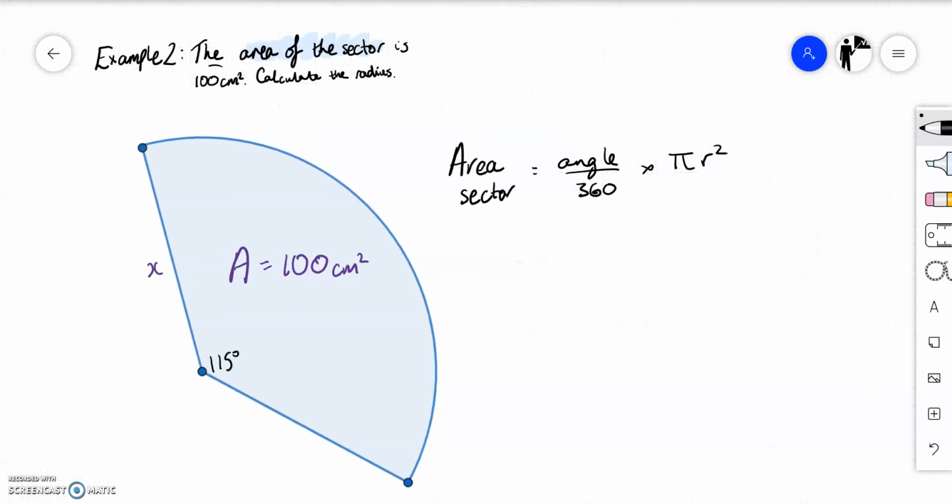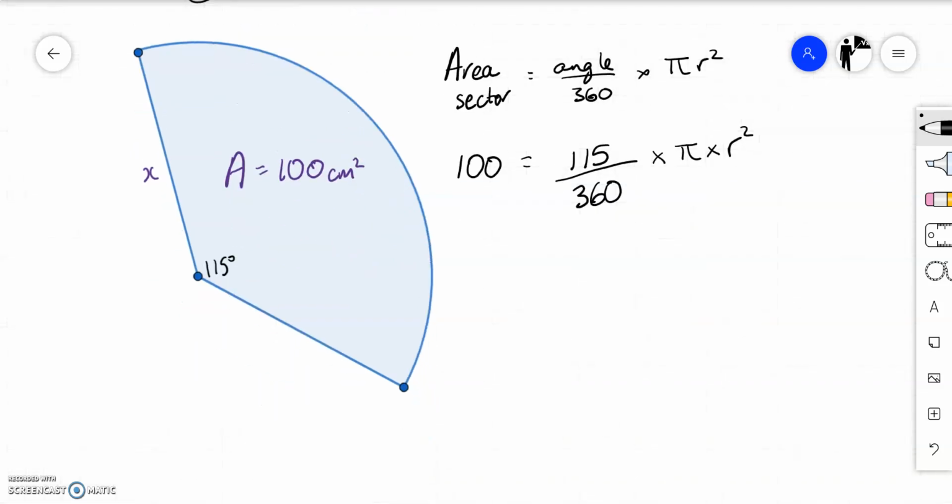We're told the area of the sector is 100. So this area of the sector, I know that that's 100. And that's equal to the angle, 115, over 360 times pi times r squared. Remember, we want to work out what r is. So essentially we're going to make r the subject of the formula. So once again, we're going to multiply both sides by 360.